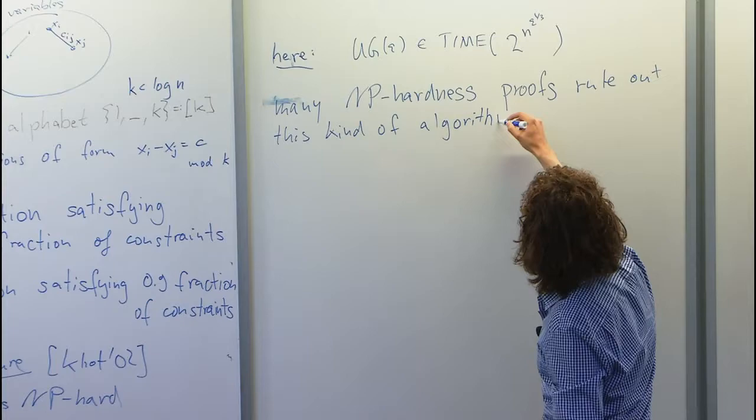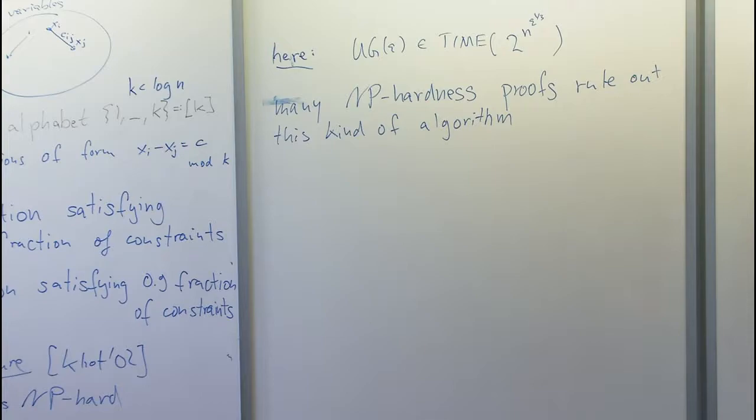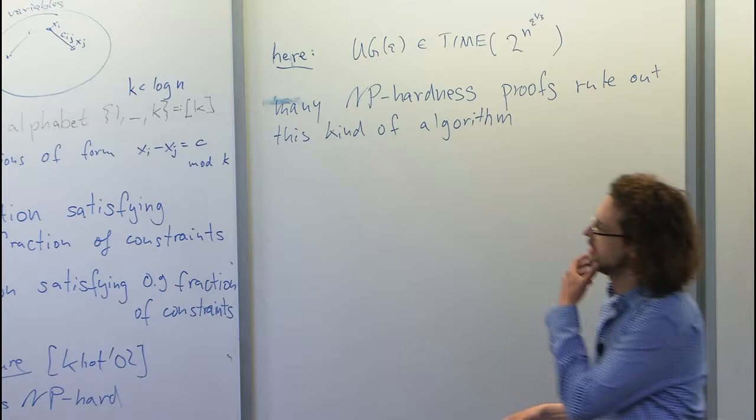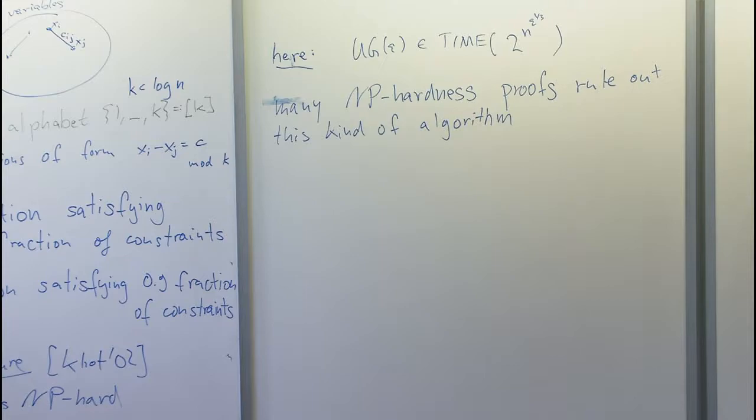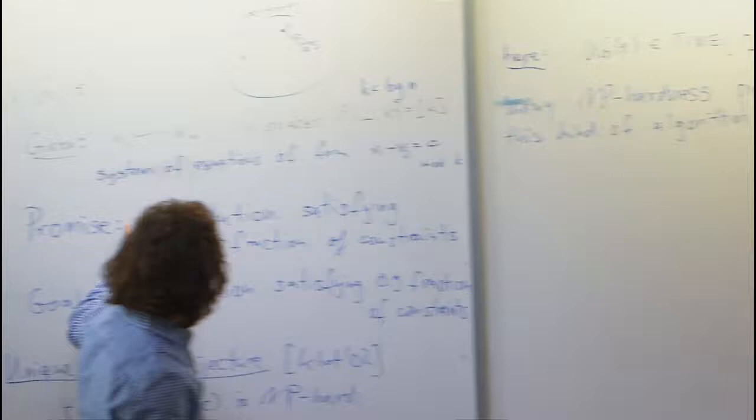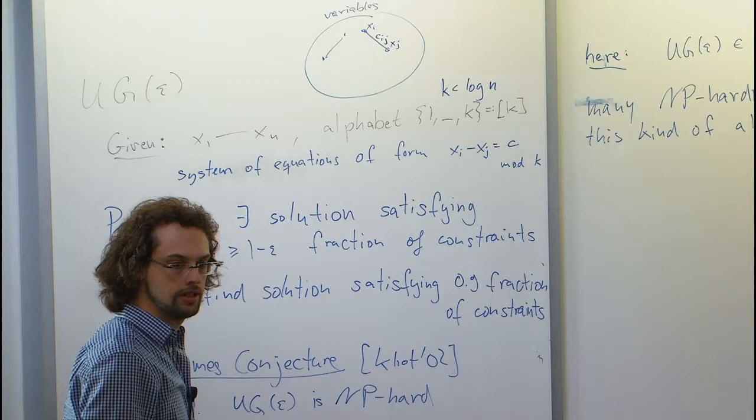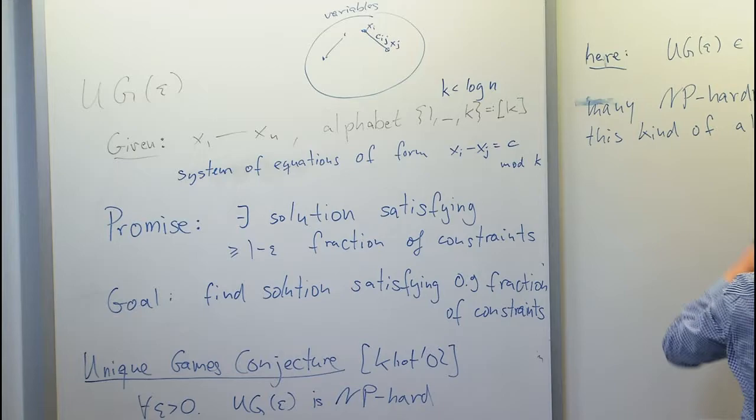Also for promise problems? Yes. For example, if you had three variables per clause and you just try to satisfy more than 1 over k of the constraints, then for this problem the NP-hardness proof holds out to this kind of number.